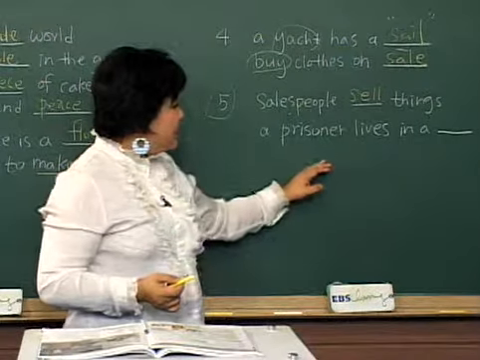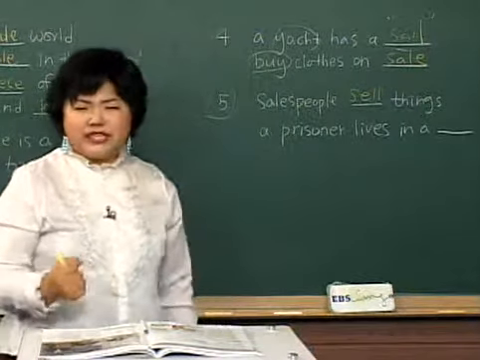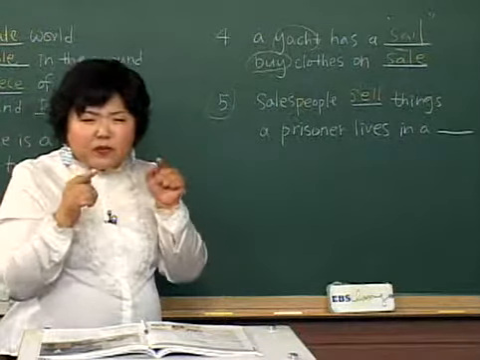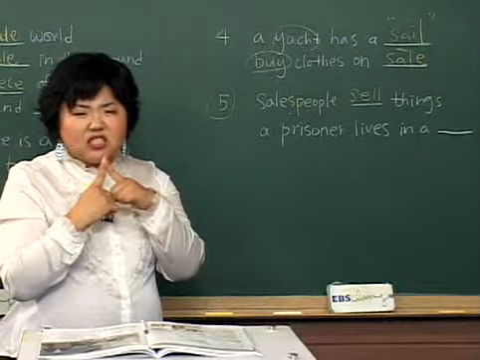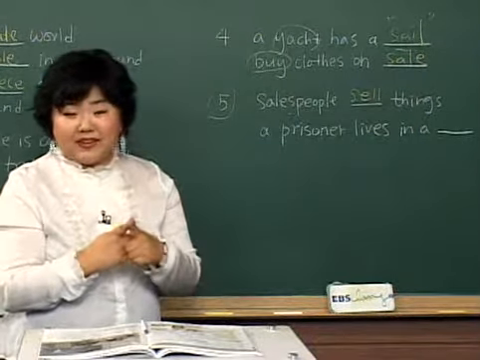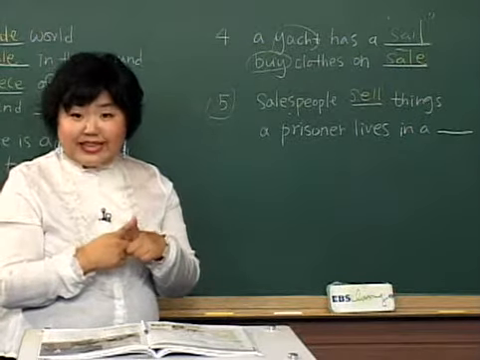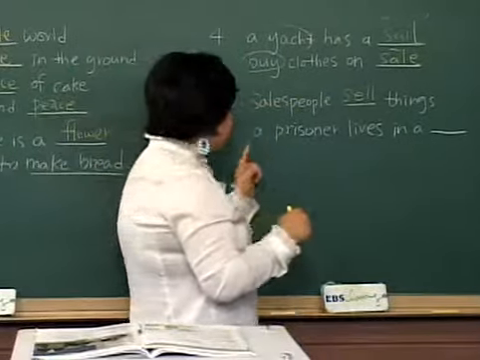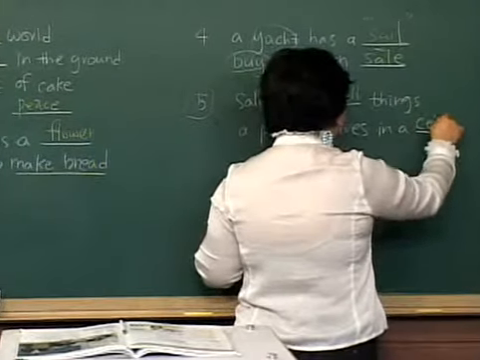A prisoner lives in a where? Prison cell, right? In this case, in a small room in a prison, what is that called? That's right, it's called cell, of course. But how do you spell it? It is spelled C-E-L-L, right? So prison cell. A prisoner lives in a cell.